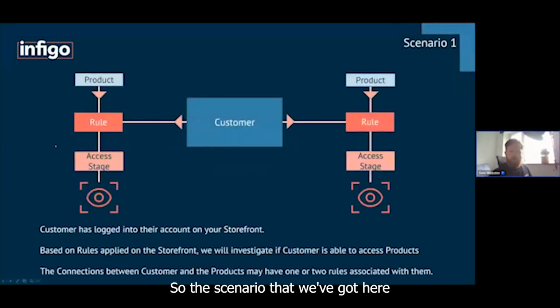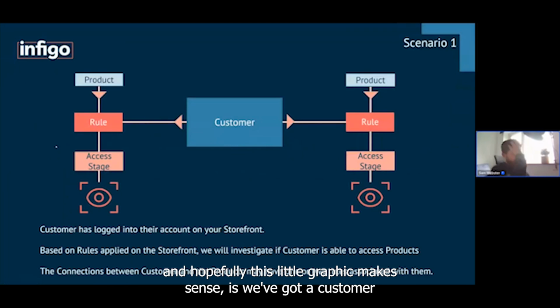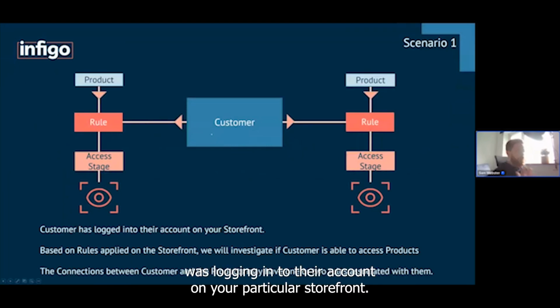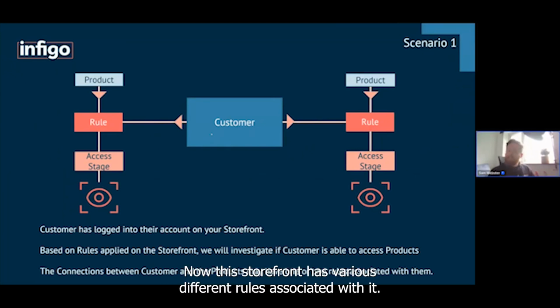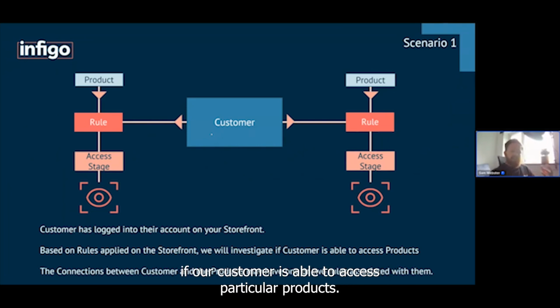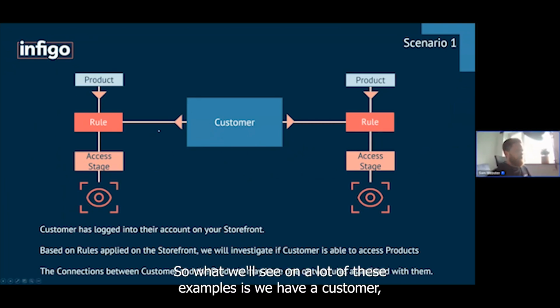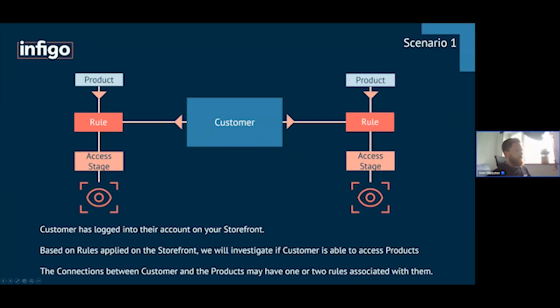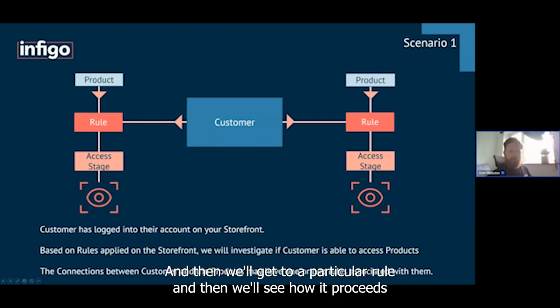So the scenario that we've got here, and hopefully this little graphic makes sense, is we've got a customer that's logging into their account on your particular storefront. Now, this storefront has various different rules associated with it. And what we want to do in these example scenarios is investigate if our customer is able to access particular products. So what we'll see on a lot of these examples is we have a customer, we have a product, so we're assessing whether they can access, and then we'll get to a particular rule, and then we'll see how it proceeds from there.